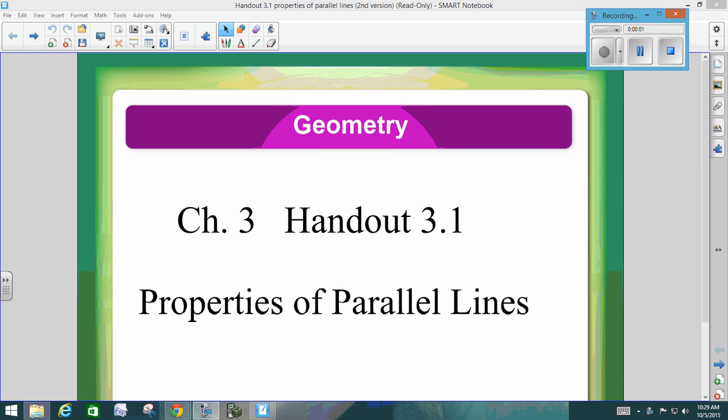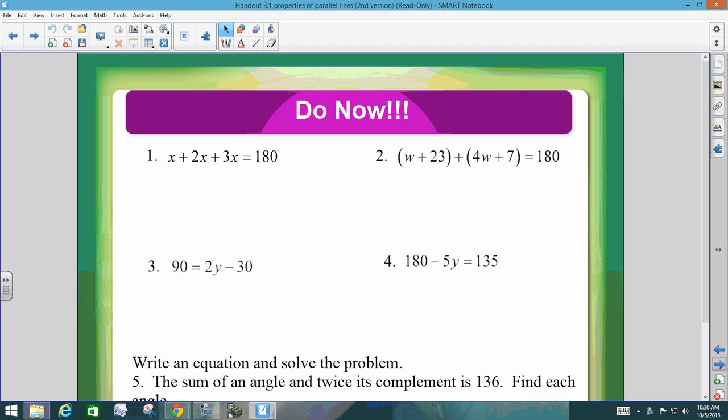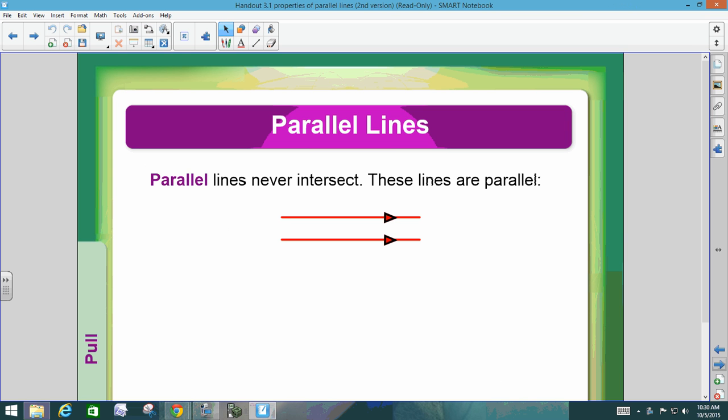Coplanar lines, they're on the same plane, they do not intersect. Gentlemen, ready? Okay. This first slide is not on there. We just talked about parallel lines not intersecting. This is how you mark lines parallel. You put little triangles on them.